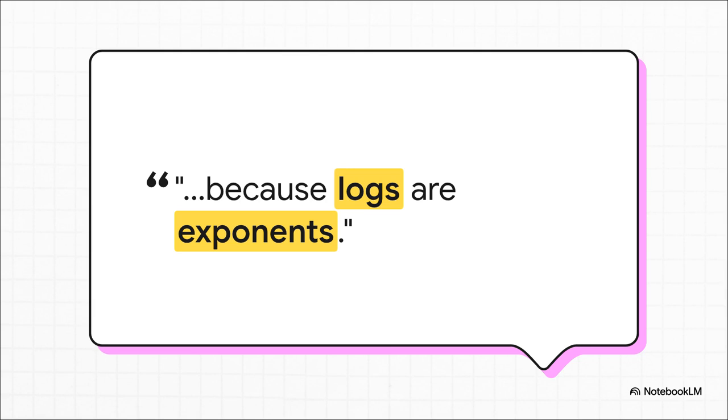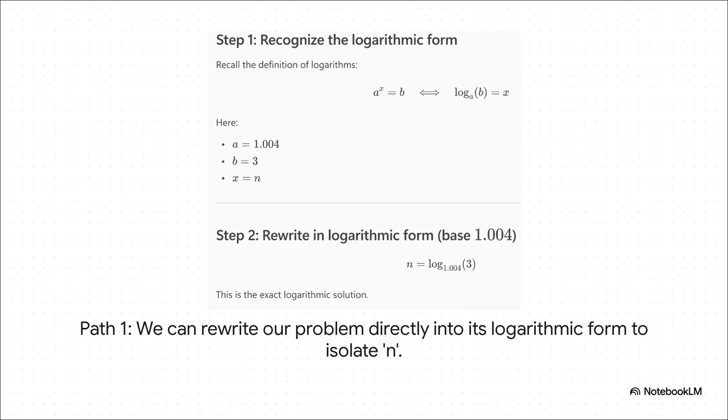When you see log, your brain should just translate it to the question, what exponent do I need to raise this base to get that other number? That's the whole game. Okay, let's put this into action with our problem. We have 1.004 raised to the power of n equals 3. So our base is 1.004. The exponent we're looking for is n, and the number we want to get is 3. If we just rewrite that using the log definition, we get this. n equals log base 1.004 of 3. And boom! Just like that, n is all by itself.